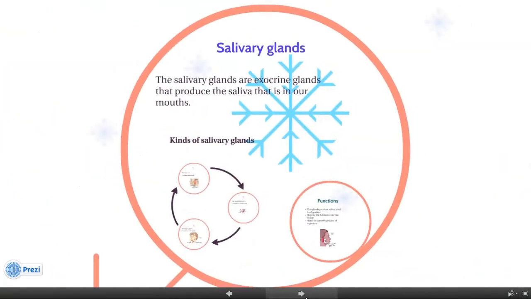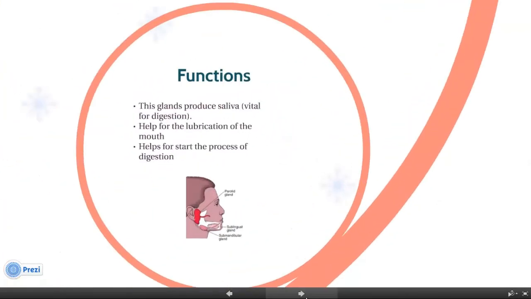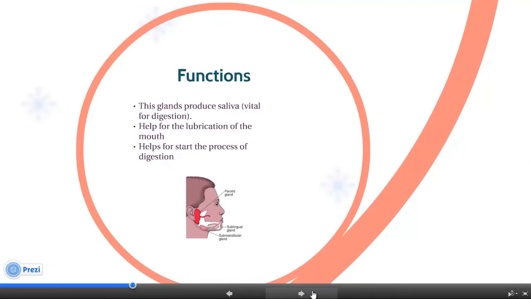Salivary glands. The salivary glands are exocrine glands that produce the saliva that is in our mouth. Functions. 1. These glands produce saliva, vital for digestion. 2. Help for the lubrication of the mouth. 3. Help for the start of the food digestion.